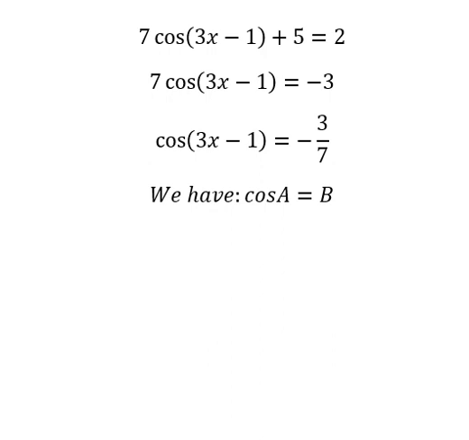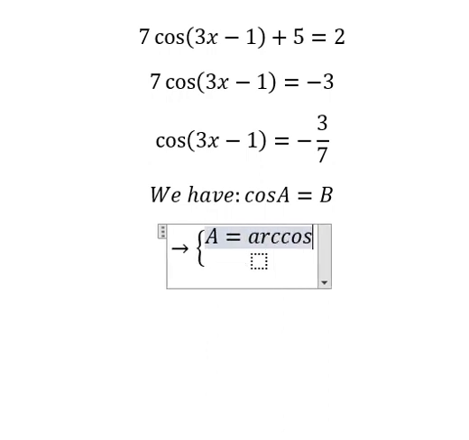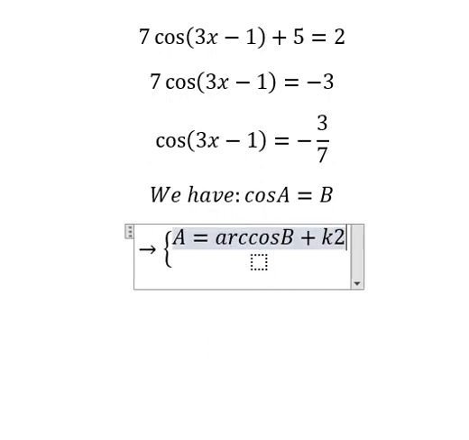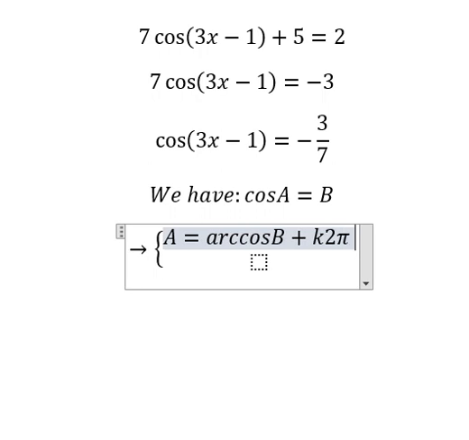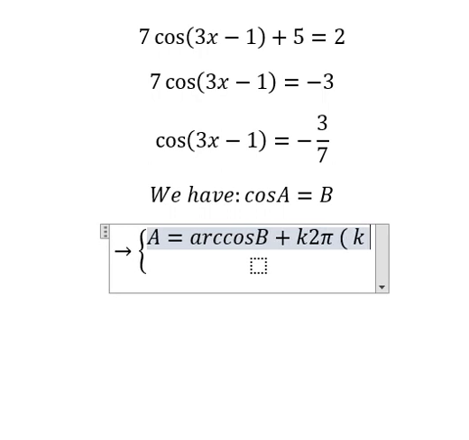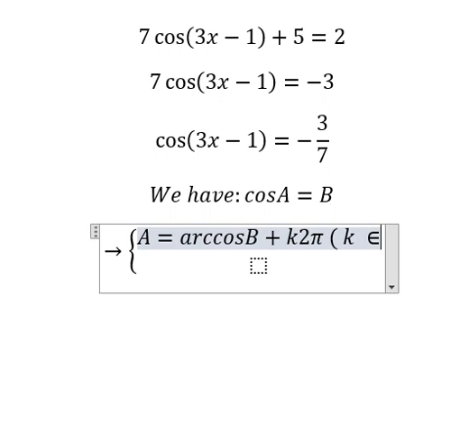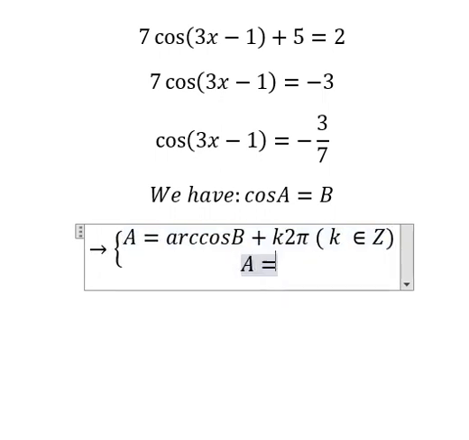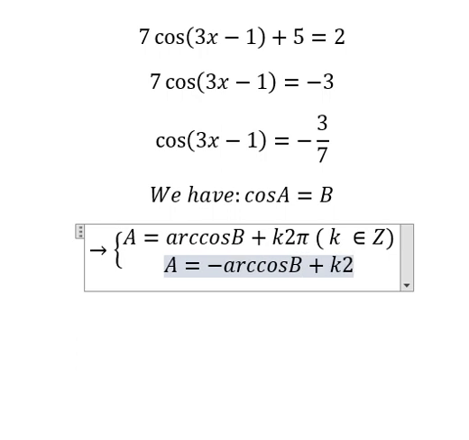So in this one, that is about a. 8 equals to a cosine of b plus k2b. And we know that k belongs to integers. And 8 equals to negative a cosine of b plus k2b.